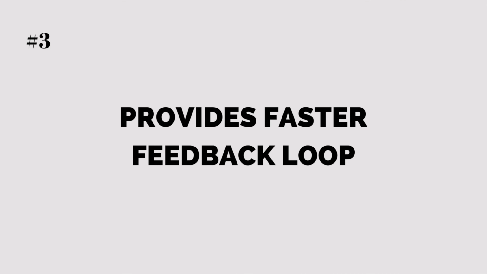Number 3, provides a faster feedback loop. Smaller user stories could be delivered sooner, which means your team can get the feedback sooner as well. And if your team took a wrong path, then they were wrong for less time.